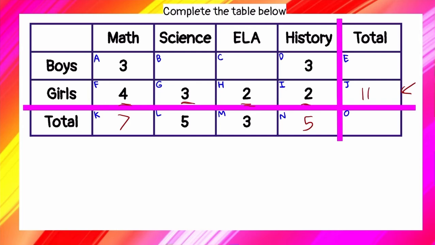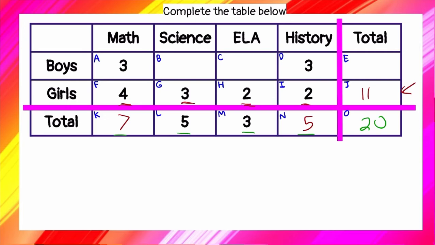And we can also get the total. What do you get when you add 7 plus 5 plus 3 plus 5? That should be 20. Now we have some missing boxes.